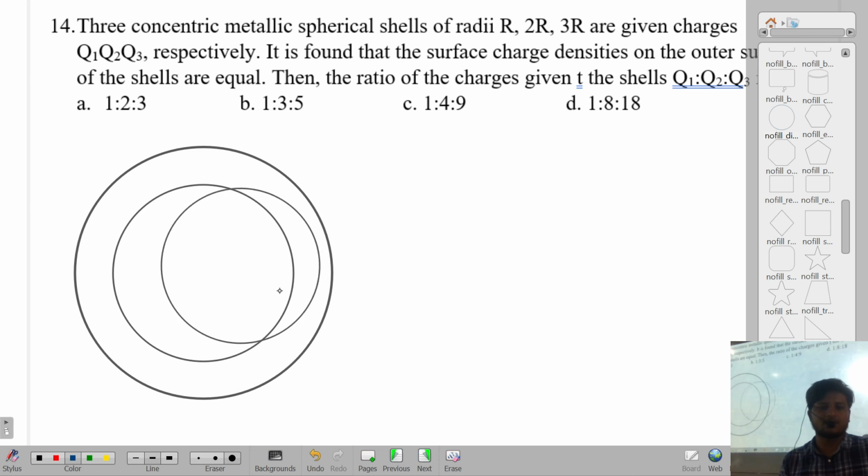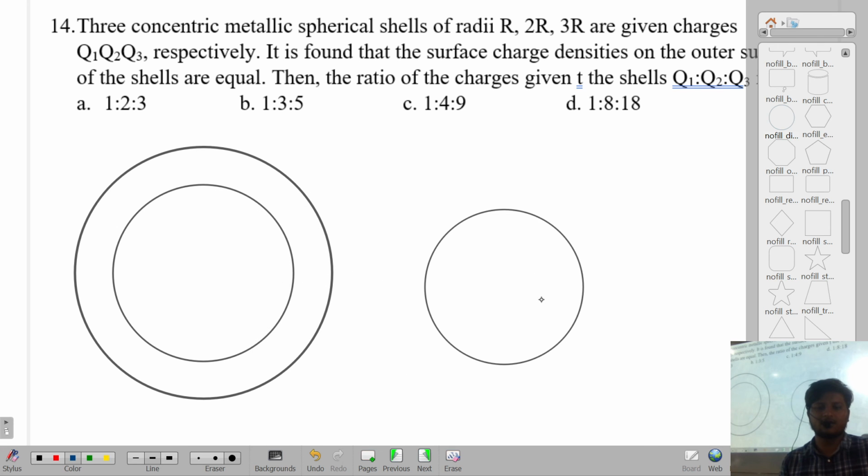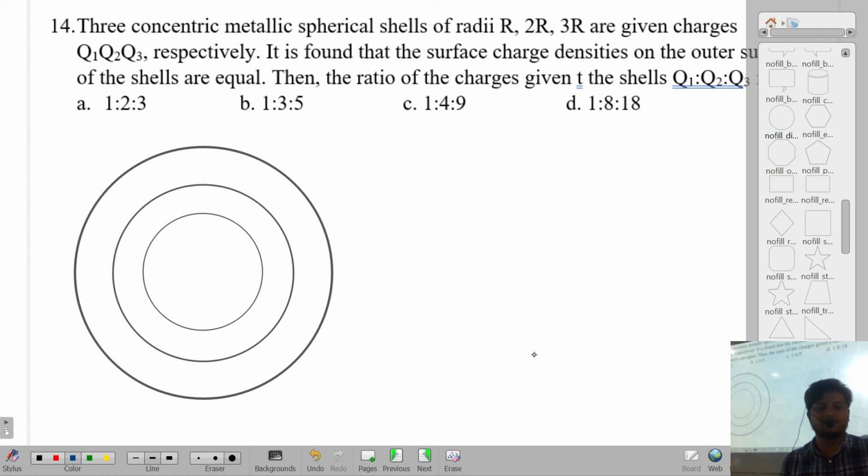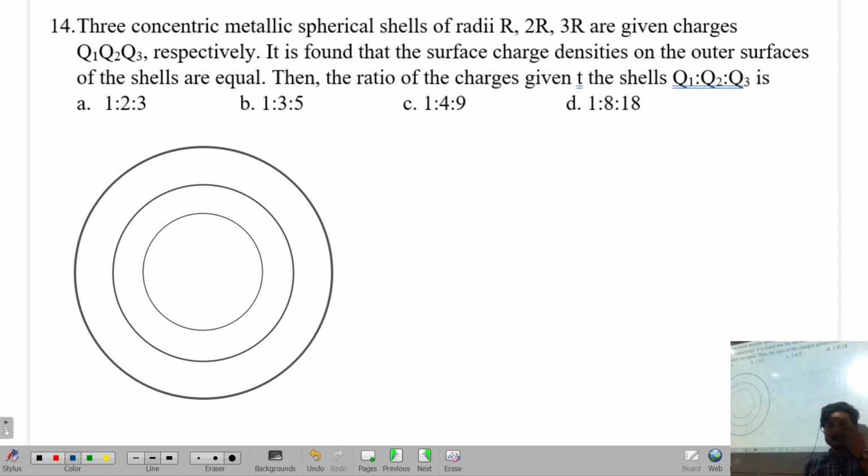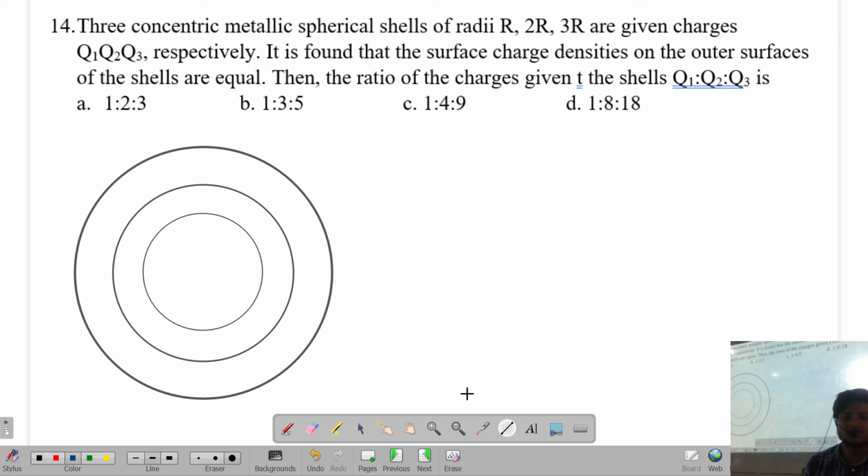That's why I have brought this laptop and this open board, because I can draw these things very perfectly. Okay. What is it saying? You have three concentric metallic spherical shells of radii R, 2R and 3R. Consider this to be 3R, this to be 2R, and this to be R. Got it or not? We have three metallic spherical shells, R, 2R and 3R.